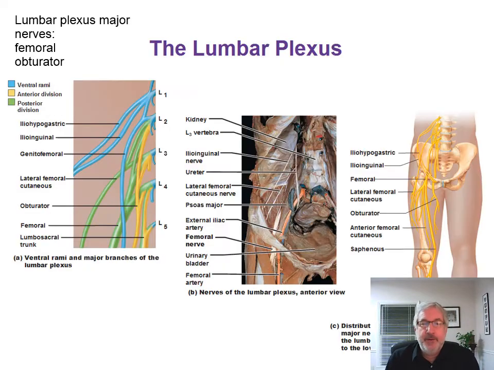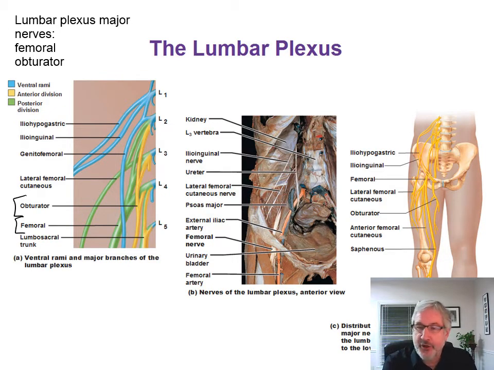Okay, next slide. So, the lumbar plexus. Here we have the nerves coming out. We're talking about the obturator and the femoral nerves coming out of the lumbar plexus. Those are the only two nerves I want you to worry about. The other ones I'm not going to worry about so much. You can learn those later for your own fun.